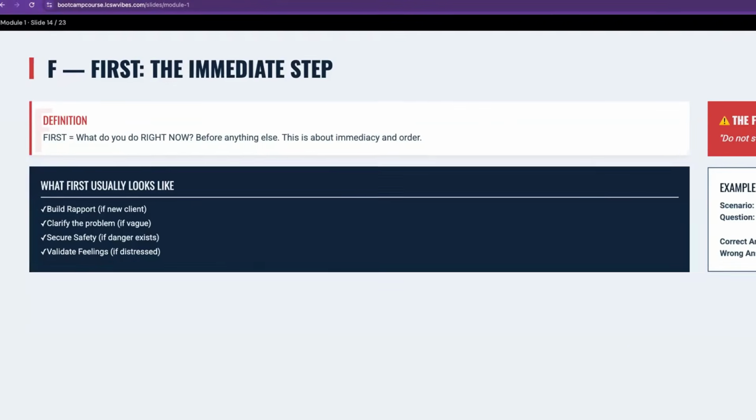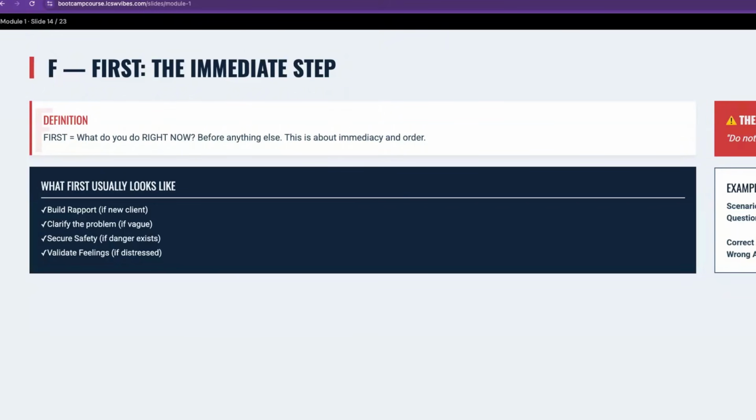All right, so what does first usually look like? You're normally building rapport, clarifying a problem, securing some type of safety, validating feelings. You're doing that stuff. That's what you do first. You don't just jump in. You kind of just ease your way into something. That's why it's the first question. What you do next is different. But first is pretty much literally the initial contact with the client, or the initial thing that you're doing with the client.